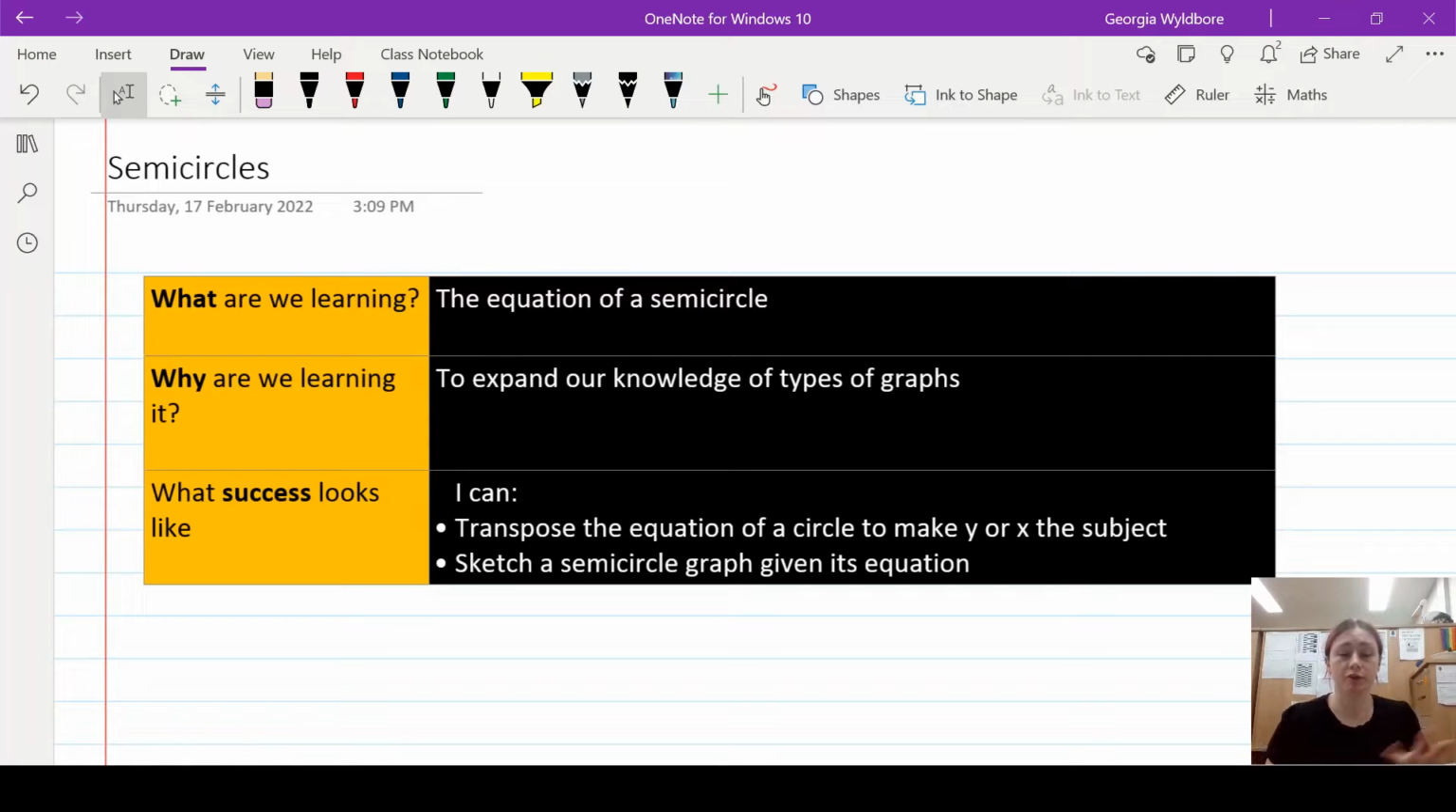The last part of our 3 parts on circles is looking at semicircles, so half circles. Our success here, we just want to be able to transpose the equation of a circle to make y or x the subject, which is what's going to give us the equation of a semicircle, and then sketch that semicircle graph when we're given the equation.